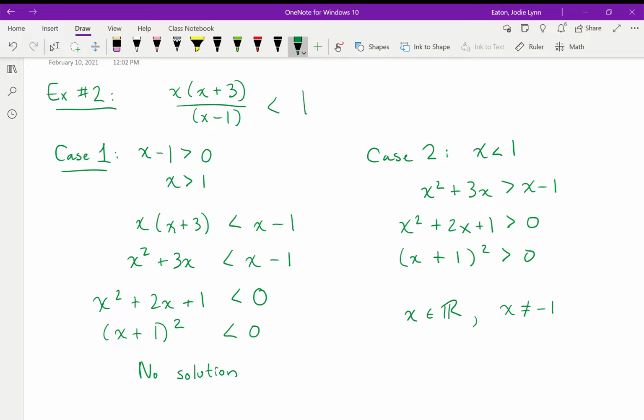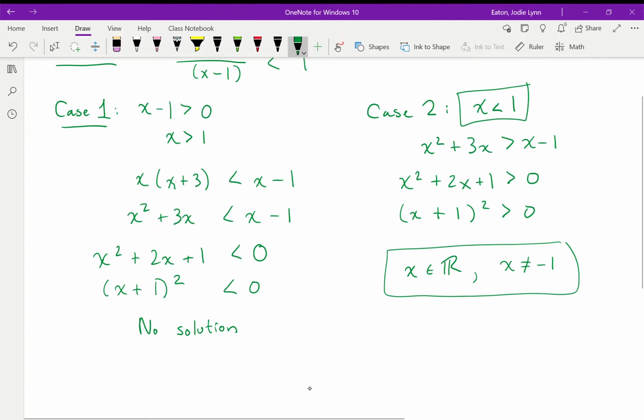So it looks like this is our solution, but we have to remember that for this case, we assumed that x was less than 1. So essentially, we have the solution that x is an element of one of these two intervals. It can go up to negative 1, it can't be negative 1, and then it can go from there up to 1. So it has to be between negative infinity and negative 1, union negative 1 to positive 1. It can basically be anything between negative infinity and positive 1, except for negative 1.